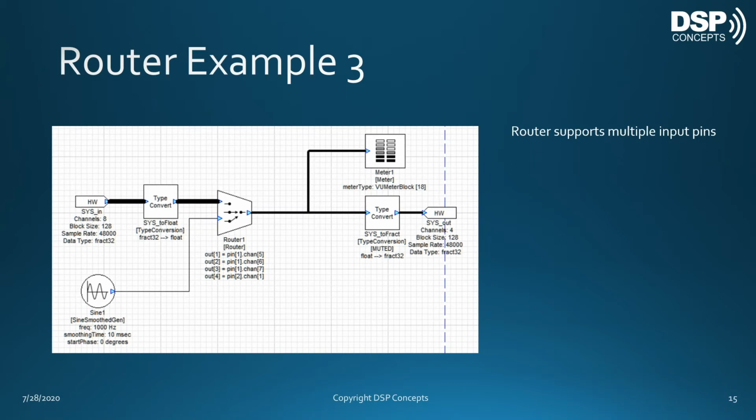Suppose in addition to those 8 input channels, there's another input which is a sine wave generator. In this case, I specify 2 input pins. Each pin can have a different number of channels, and then the channel mapping will now allow me to select any of the channels on pin 1 or pin 2. So this is the router module. You'll use that every day you're using AudioWeaver.